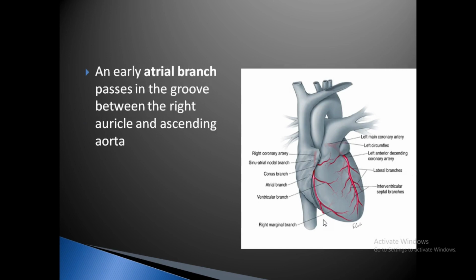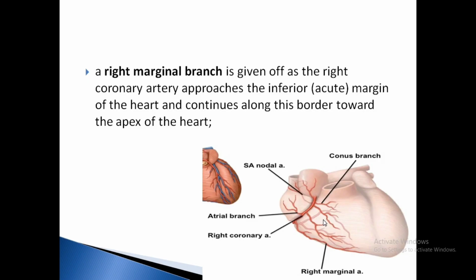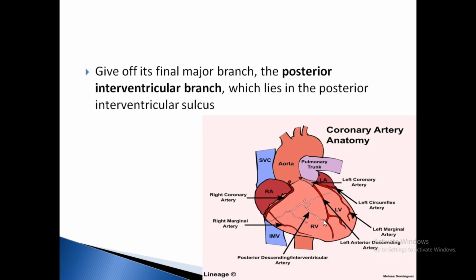Now when we talk about the branches of the right coronary artery, the first branch would be the atrial branch, which, as the name indicates, supplies the atrium of the heart. Then it passes in the groove between the right auricle and the ascending aorta. The second branch would be the SA nodal branch. Then we have the right marginal branch, and the final branch would be the posterior interventricular branch.